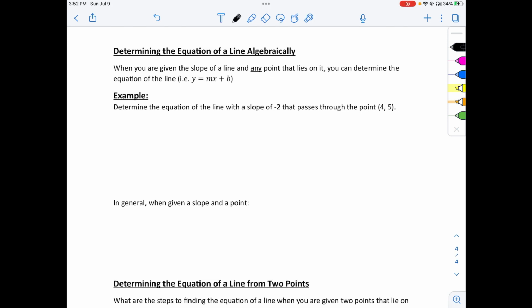The last thing we are going to look at today is how to algebraically determine the equation of a line. We're going to look at this when we are given the slope, as well as when we are given 2 points instead of the slope. So when we are given the slope and any point that lies on that line, doesn't matter if it's the y-intercept or if it's a different point, we can figure out what the equation of the line is algebraically.